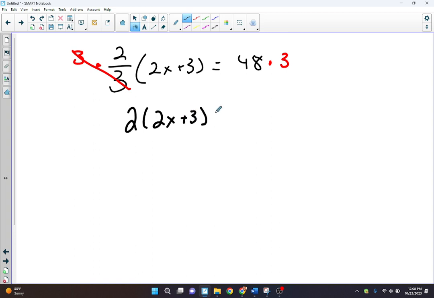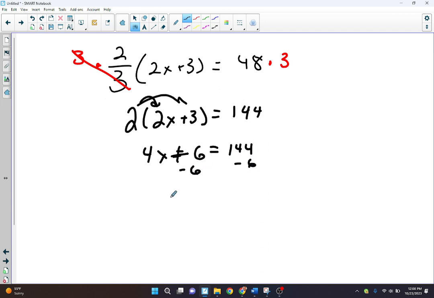2x plus 3 equals 144. Yeah, 144. Then distribute. 4x plus 6 equals 144. Minus 6 on both sides. 4x equals 138. This is going to be divided by 4, divided by 4.